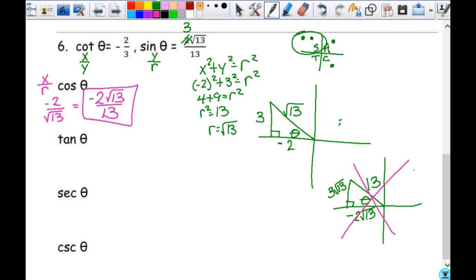Tangent, can I use the reciprocal of one of the ones I have? Yes, it's the reciprocal of cotangent. So this is y over x. So this is just going to be negative 3/2. And you're done.